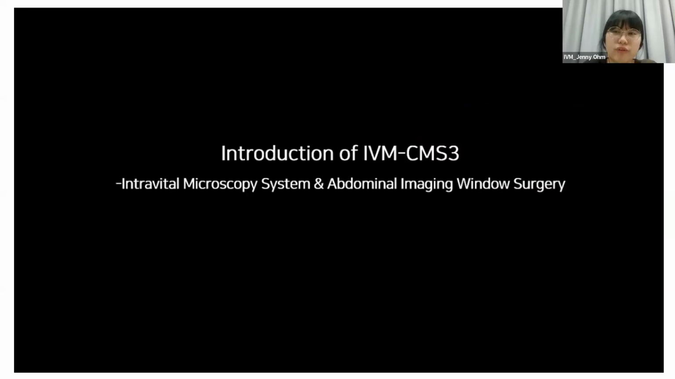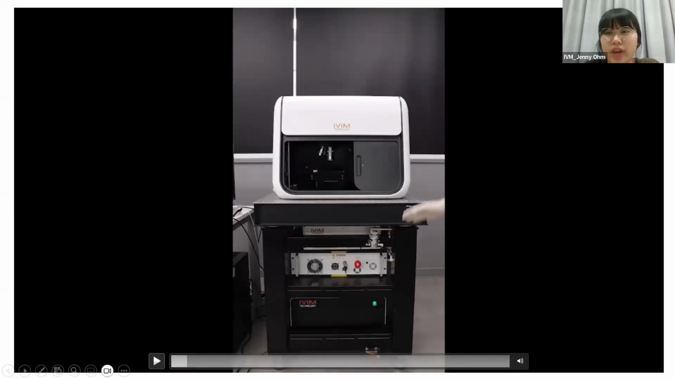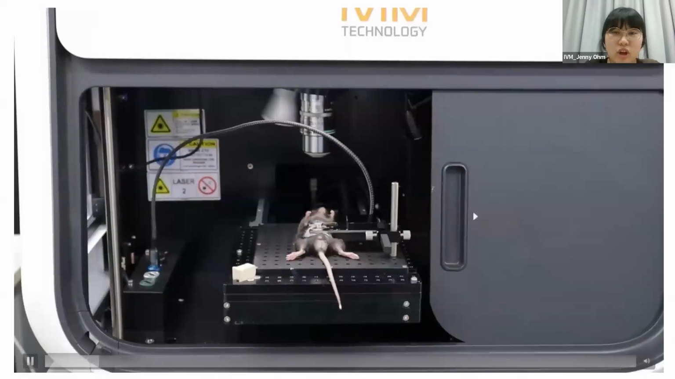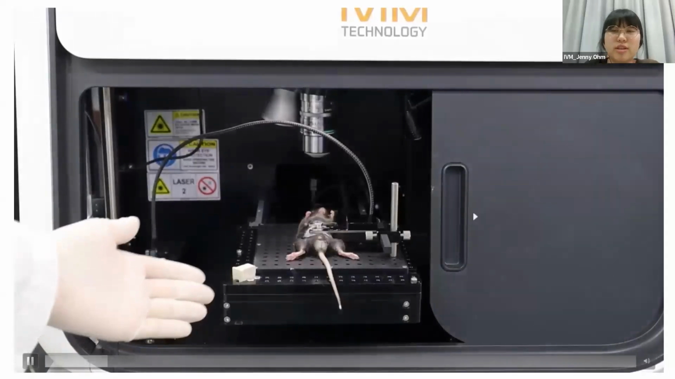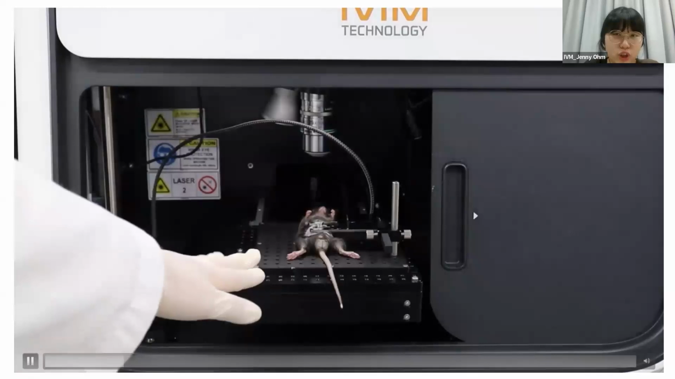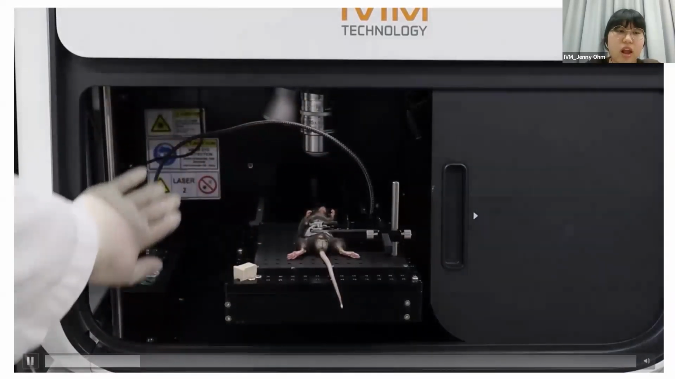So first, let me briefly introduce the configuration of IVM Technologies' intravital microscopy system. What you're looking at here is our IVM CMS3 main unit, and below the unit, we have our confocal laser, and we have our 2-photon laser below that, and at the very bottom, we have our power supply installed. For imaging, the mouse is mounted on a stage, which includes a heating plate with an integrated temperature control system connected directly to the main body of the system.